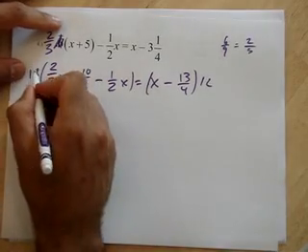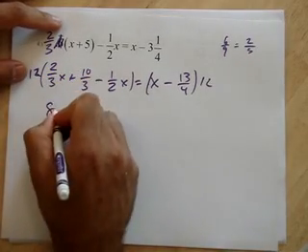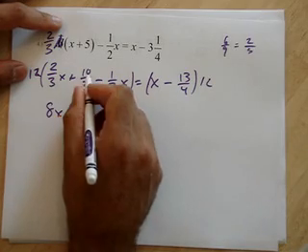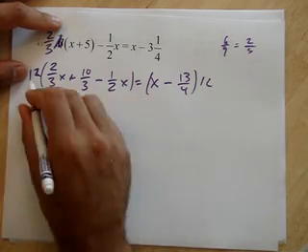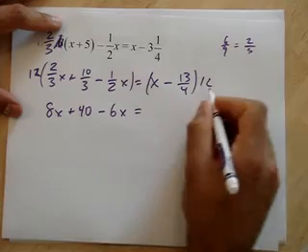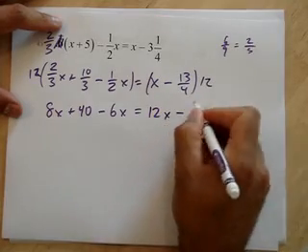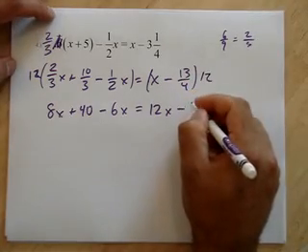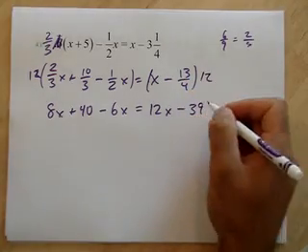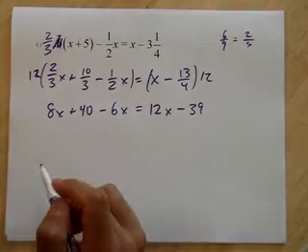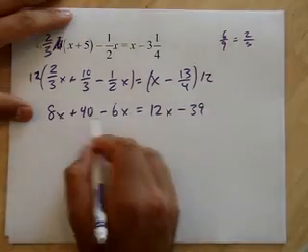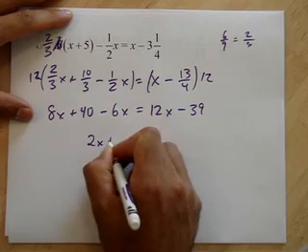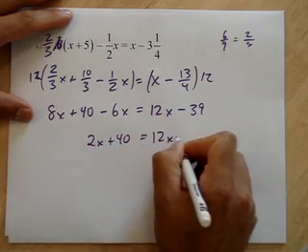I don't like them. 12 divided by 3 is 4 times 2, 8x, plus 12 divided by 3 is 4 times 10, 40, minus half of 12 is 6x, equals 12x minus 12 divided by 4 is 3 times 13 is 39. Now I have all integer coefficients. This is nice. What can I do? I'm going to combine like terms. 8x minus 6x is 2x plus 40 equals 12x minus 39.